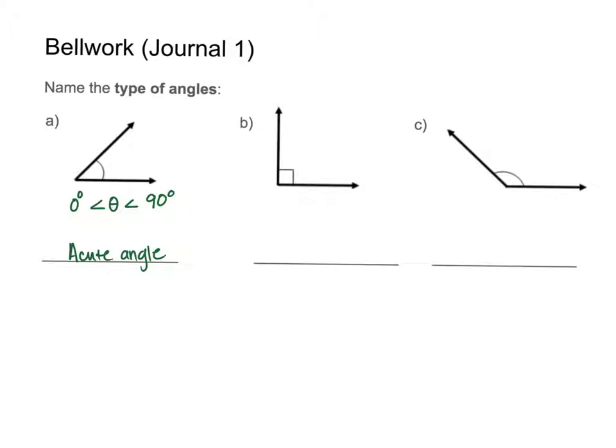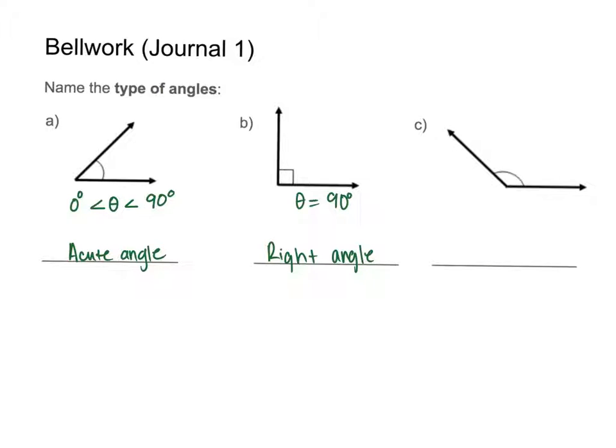And then this here, notice how there's a boxy angle here. That means that this must be a right angle, is what we call it. Right angles are a very special type of angle where the angle is equal to 90 degrees.